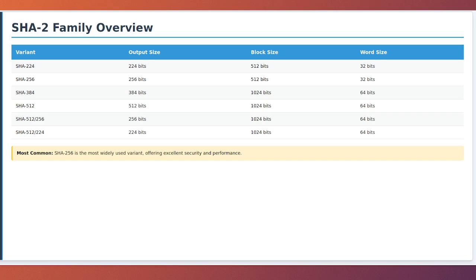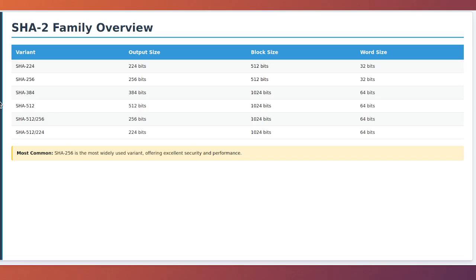SHA-224 is essentially SHA-256 with the output truncated to 224 bits. It uses the same algorithm, but with different initial values. SHA-512 produces a 512-bit output and processes messages in 1024-bit blocks. It uses 64-bit arithmetic internally compared to SHA-256's 32-bit arithmetic, making it faster on 64-bit processors. SHA-384 is SHA-512 truncated to 384 bits, using different initial values but otherwise identical to SHA-512.